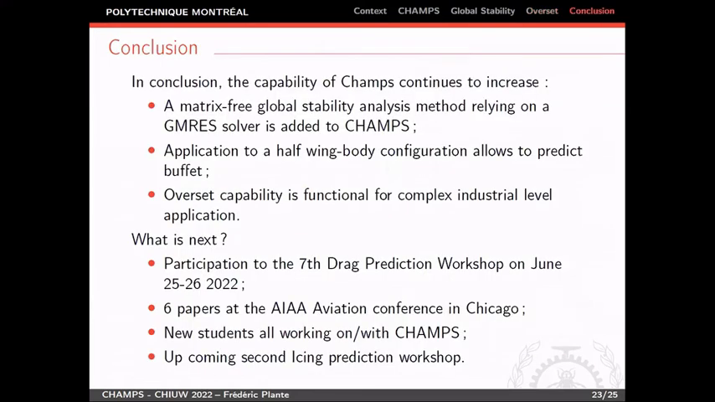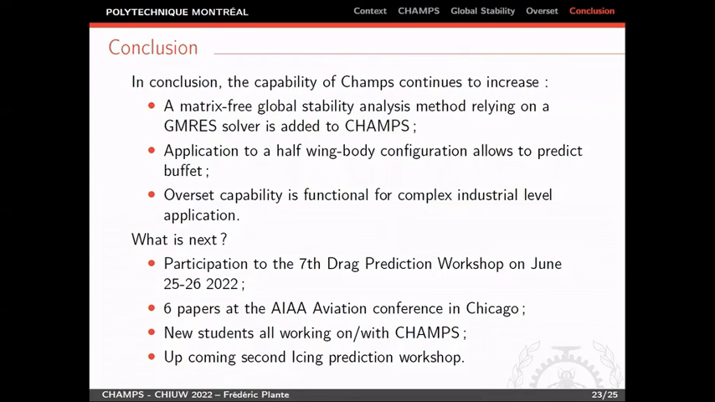So in conclusion, the capability of CHIUW continues to increase. We added a matrix-free global stability analysis method and the Overset capability, which are both applied to a half-wing body configuration to predict the buffet, and do numerical simulation. And what is next, CHIUW will be participating in the 7th drag prediction workshop at the end of June.